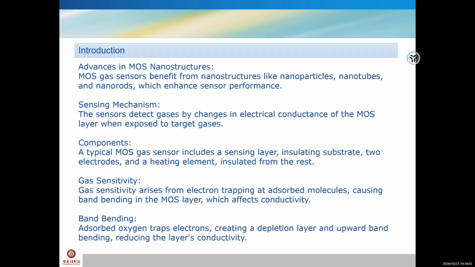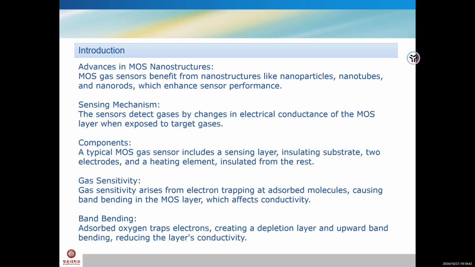Sensing mechanism. The sensors detect gases by changes in electrical conductance of the MOS layer when exposed to target gases. Components. A typical MOS gas sensor includes a sensor layer, insulating substrate, two electrodes, and a heating element insulated from the rest.